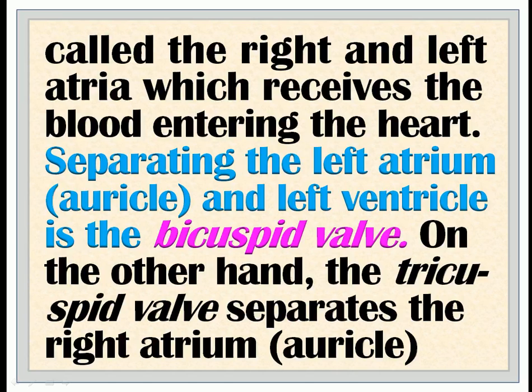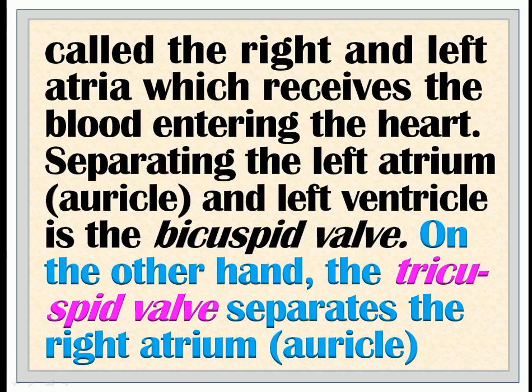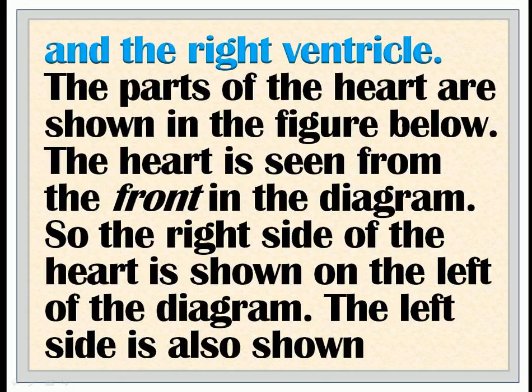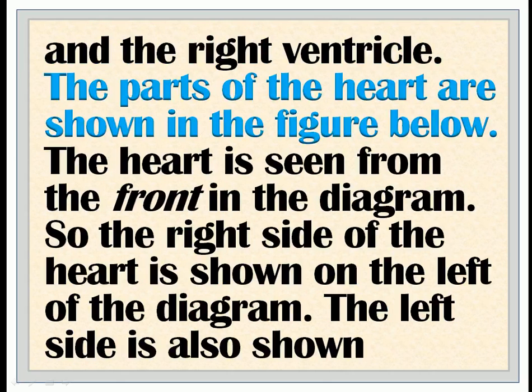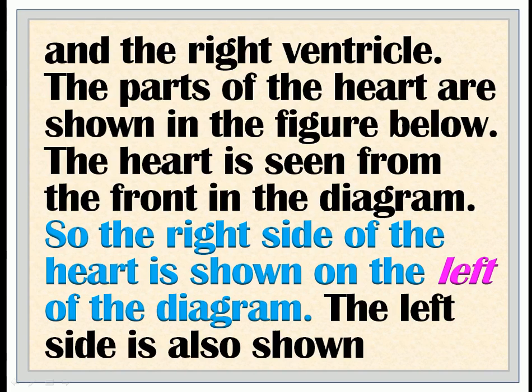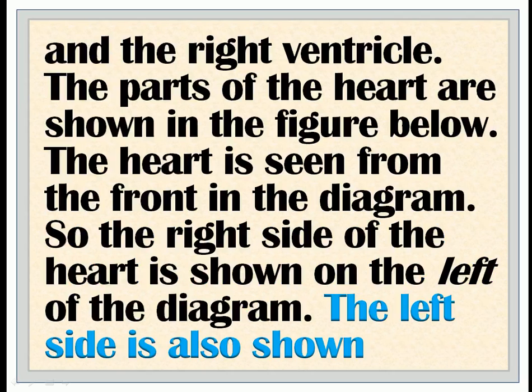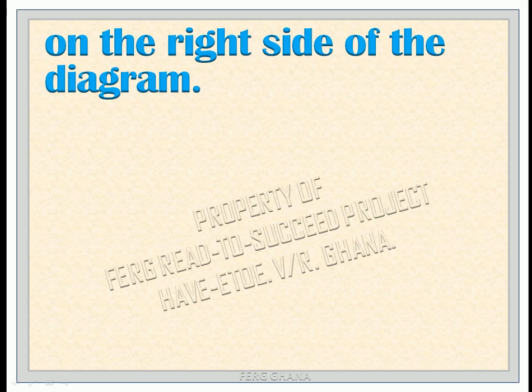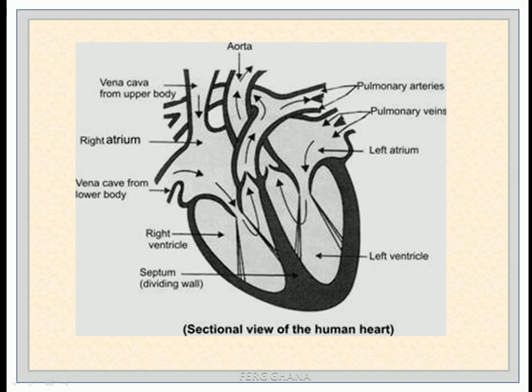Separating the left atrium, or auricle, and left ventricle, is the bicuspid valve. On the other hand, the tricuspid valve separates the right atrium, or auricle, and the right ventricle. The parts of the heart are shown in the figure below. The heart is seen from the front in the diagram. So the right side of the heart is shown on the left of the diagram. The left side is also shown on the right side of the diagram. The following pictures illustrate the heart.